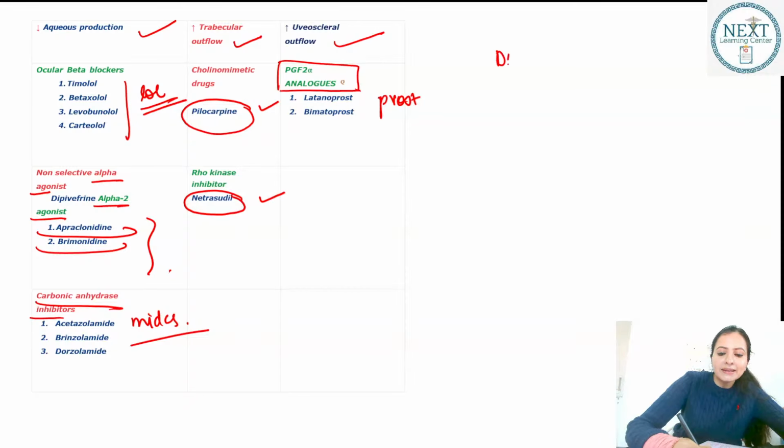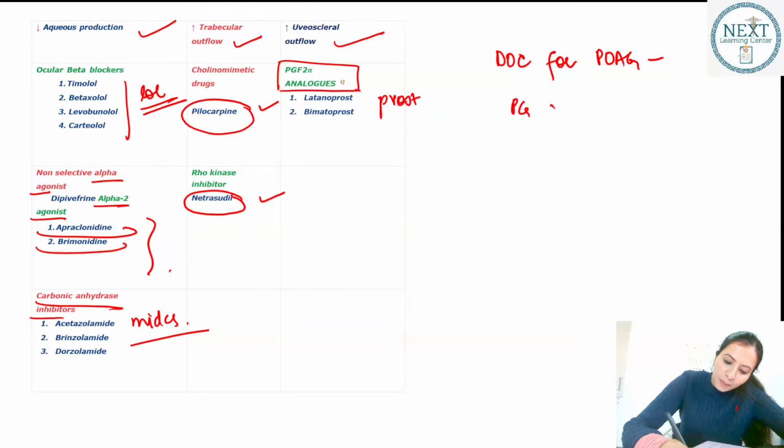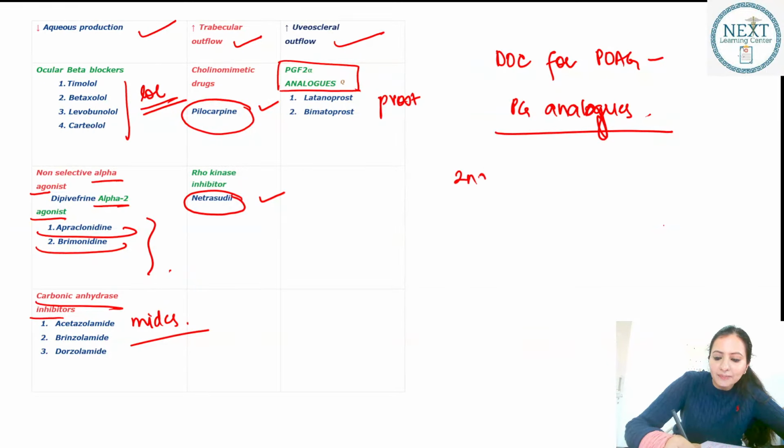Now, what is the drug of choice for primary open angle glaucoma patients? It is your prostaglandin analogs. What is the second drug of choice for open angle glaucoma? It is your beta blockers.